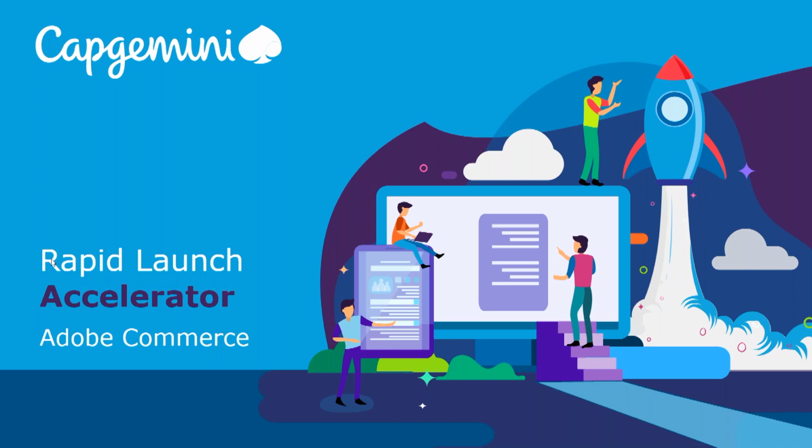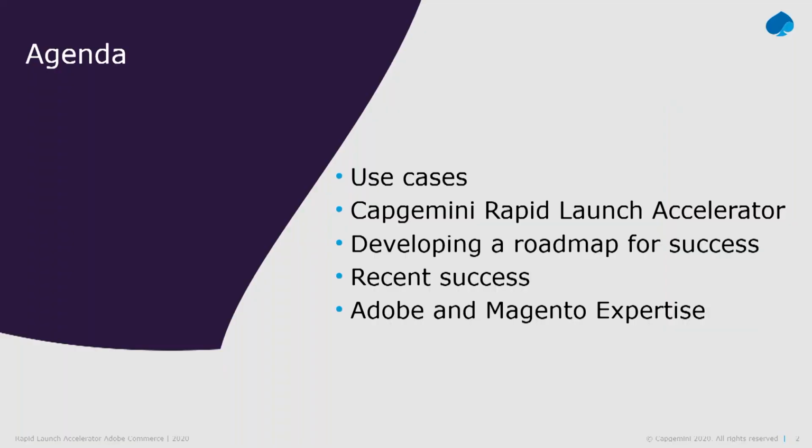Just in terms of an agenda, we're going to go through a few things. We're going to run through some use cases for our Rapid Launch Accelerator. Then I'm going to tell you what the Rapid Launch Accelerator is and what it entails, and then how we can develop a roadmap for success together. We'll share some of our recent successes and then get into our Adobe and Magento experience. So with that, we'll jump right in.